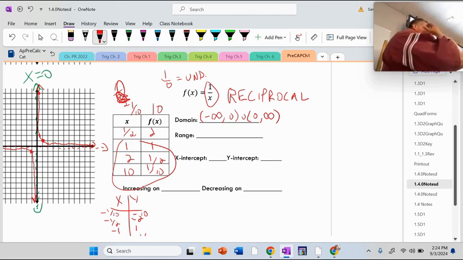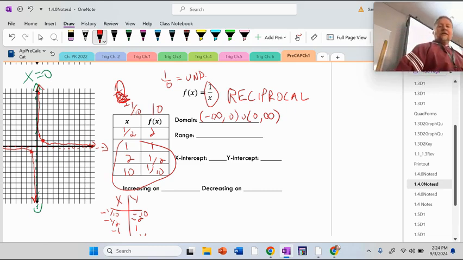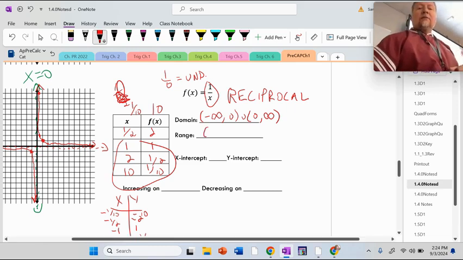And they asked me, what do I do when it's undefined there? I'm like, yes, you're right. It is undefined there. Here, I'll show you later. And it's that behavior I'm talking about as I get closer on both sides. So anyway, the range is the same as well, though, because I cannot get 0 as an output.